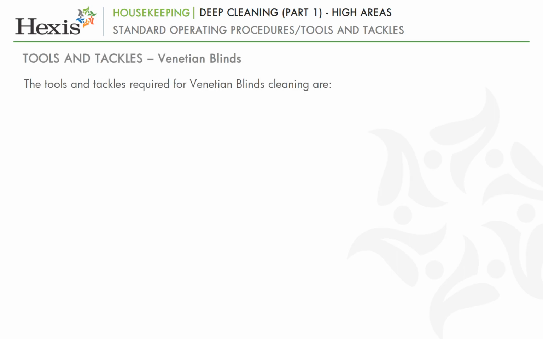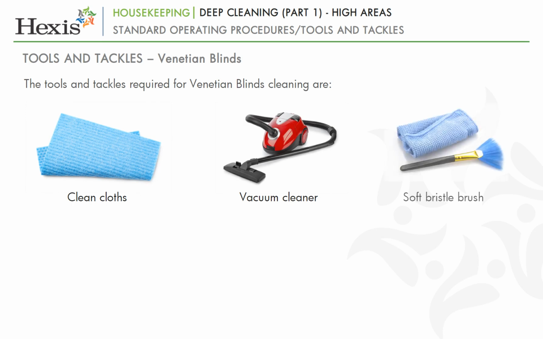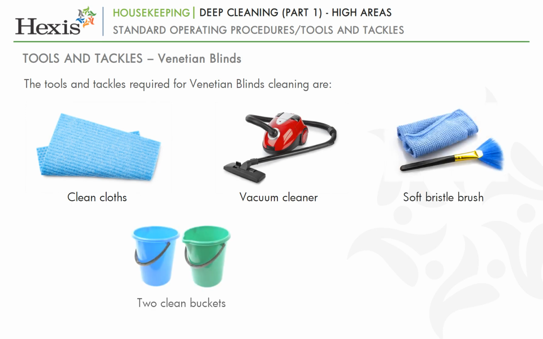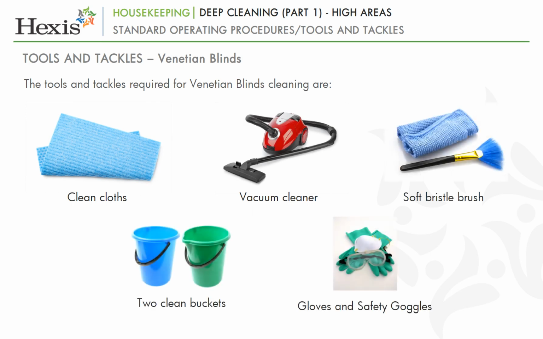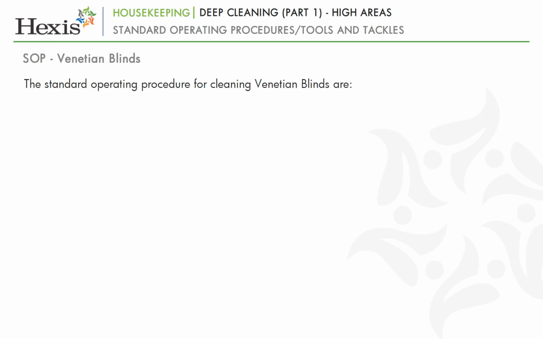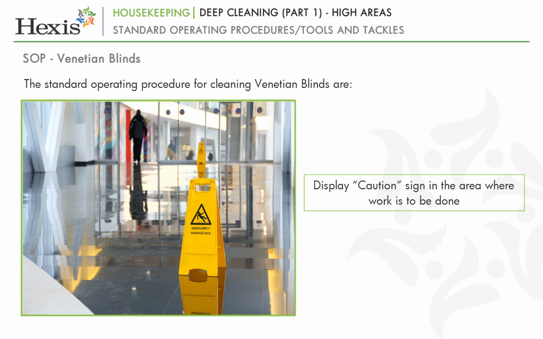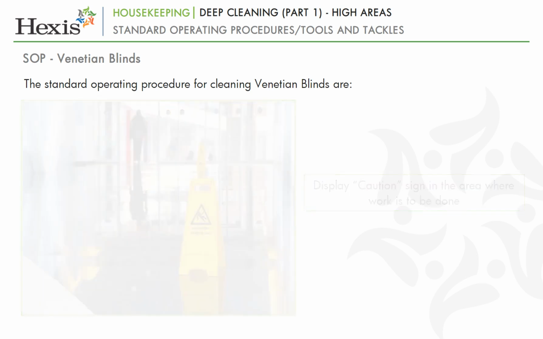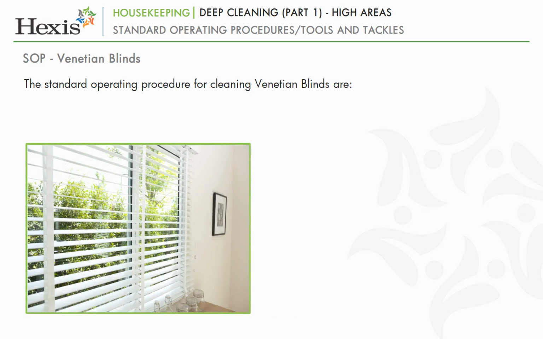The tools and tackles required for Venetian blind cleaning are: clean cloths, vacuum cleaner, soft bristle brush, 2 clean buckets, gloves and goggles. The standard operating procedure for cleaning Venetian blinds is: display caution sign in the area where work is to be done. There are 2 procedures to clean Venetian blinds. They are weekly and monthly.